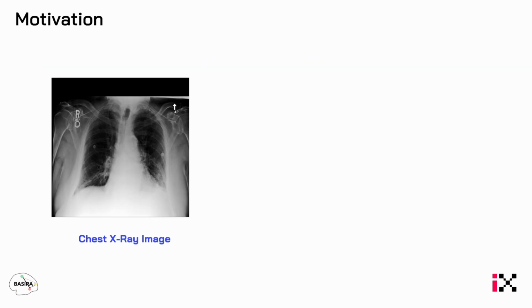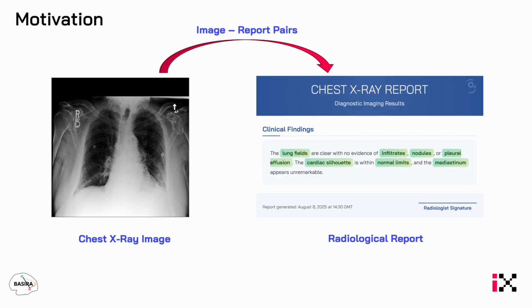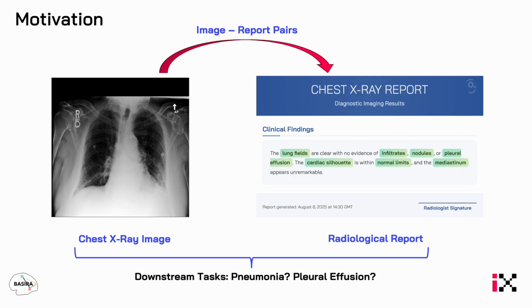The key here is that we don't just have images, we have powerful image report pairs. For every chest X-ray, a radiologist provides a written report with their findings. We use these pairs to train our model on critical downstream tasks like detecting pneumonia or other pathologies.